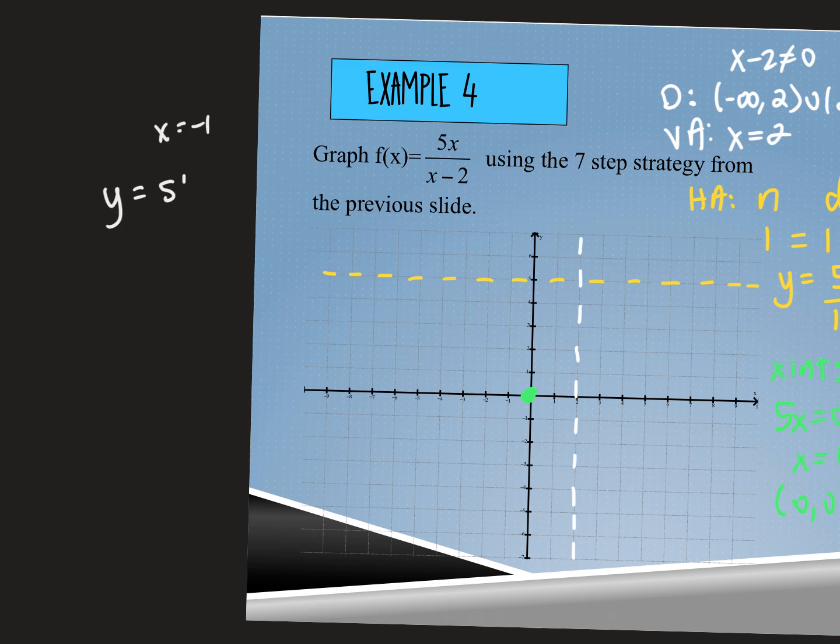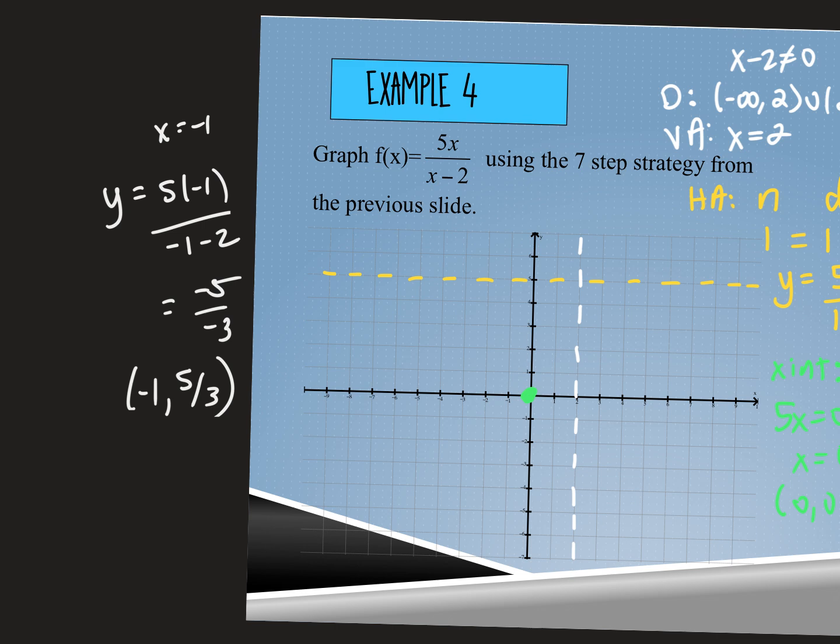So 5 times -1 over -1 minus 2. Well, what's 5 times -1? -5. And then what's -1 minus 2? -3. So when I plug in -1 for x, I get out what? Positive 5/3. You guys agree? So where would that point be? About. You're not going to get anything perfect, but where would it be about?